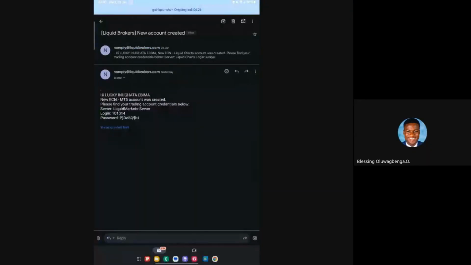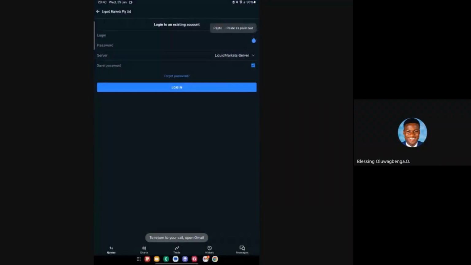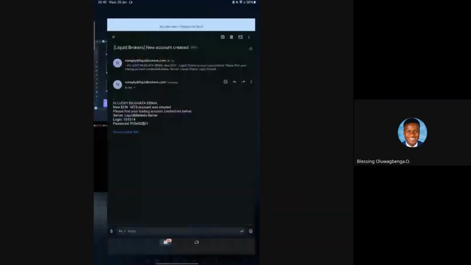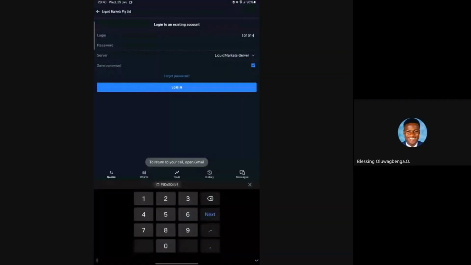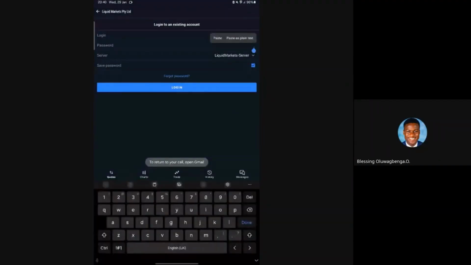So I'm going to my email to copy my login. As you can see, copy my login, so paste my login. Then the password, make sure the password is properly copied, because if you add extra space, it's going to count as part of the password. So I will log in.